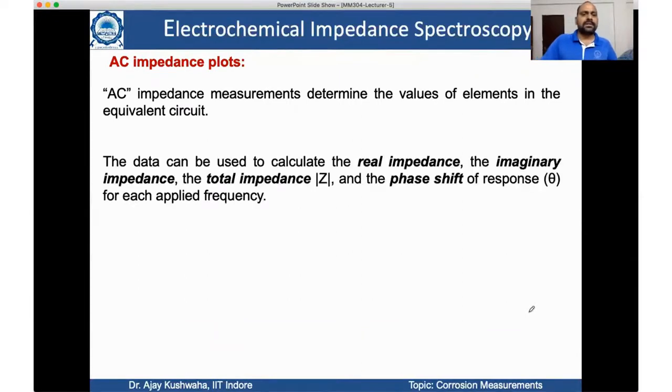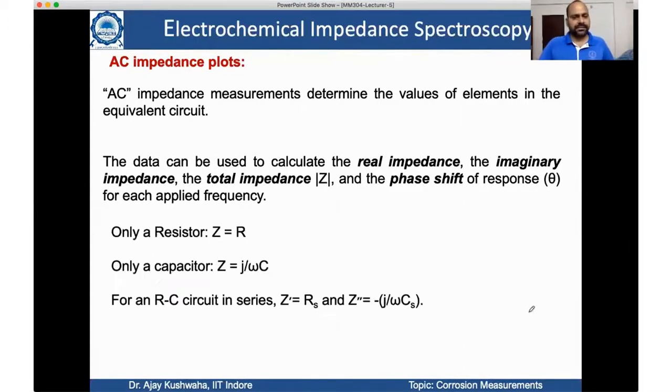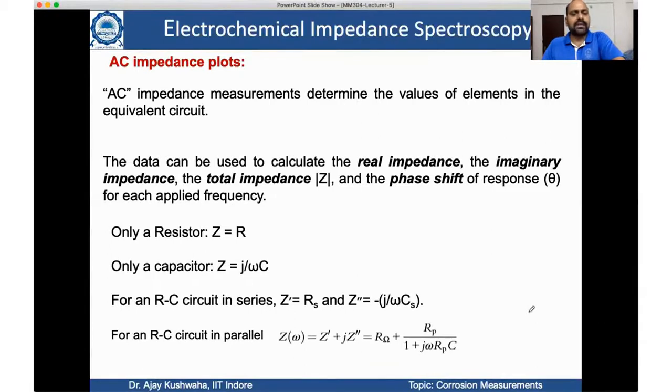So what is the AC impedance plot we are going to get? We have the value of real impedance, the value of imaginary impedance, and the value of total impedance. We also know that from Z dash and Z double dash, we can calculate the phase shift. These values apply if we have only resistance, only capacitance, or, let's say, an R and C circuit. Different varieties of circuits are possible, or we can have R and C in parallel also. We just talked about the series, but you can calculate the values if you consider them in parallel.